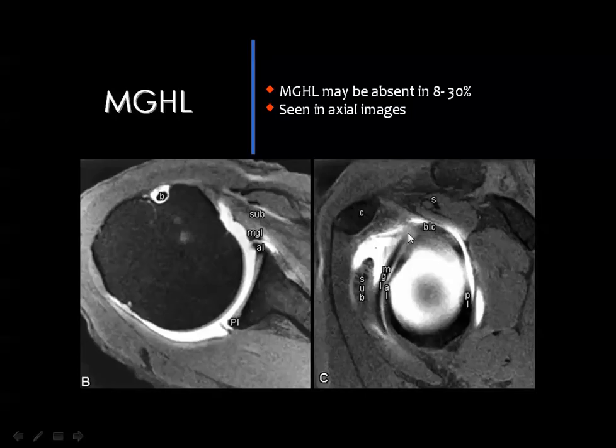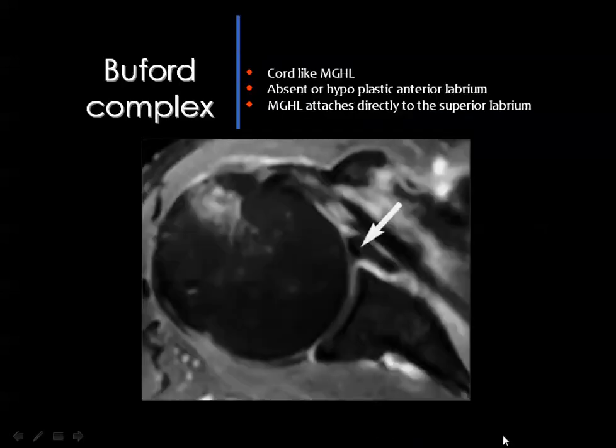And you remember the superior glenohumeral ligament is usually attached to this area, and you can see it as a fine line in this example. Then the only pathologic entity you can diagnose after rupture of the ligament is this Buford complex.